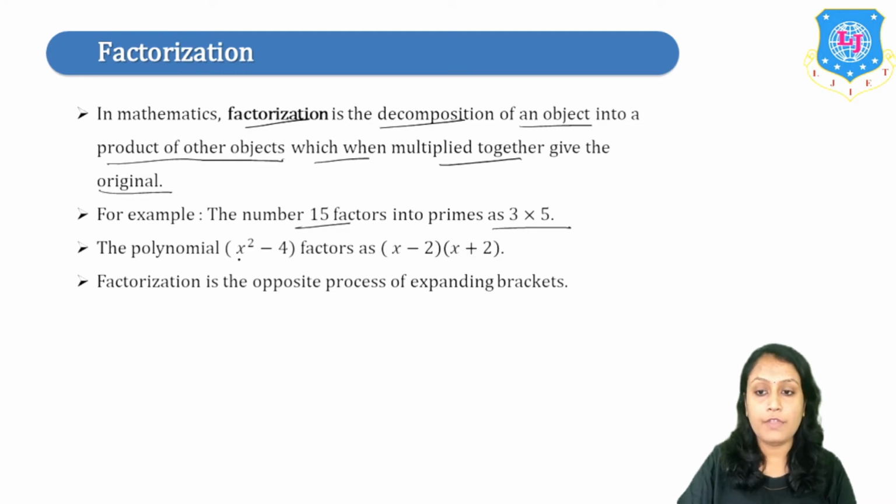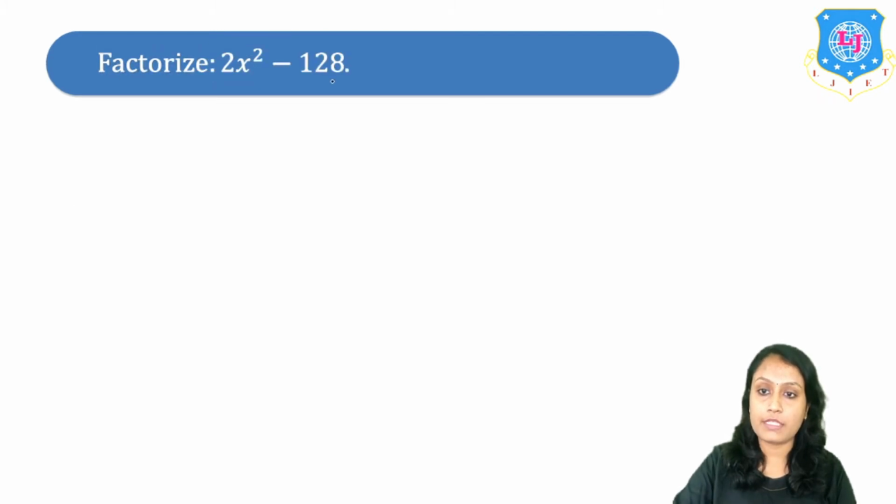If we have the polynomial x square minus 4, we can write (x minus 2)(x plus 2). Again, if you multiply these two, you will get this answer. So factorization is the opposite process of expanding brackets. Now let's study a few examples.